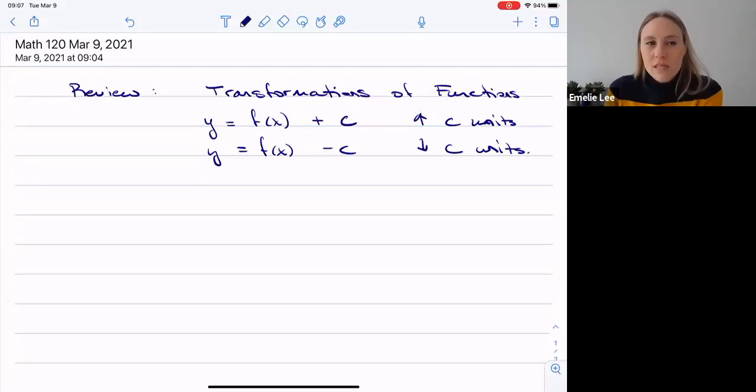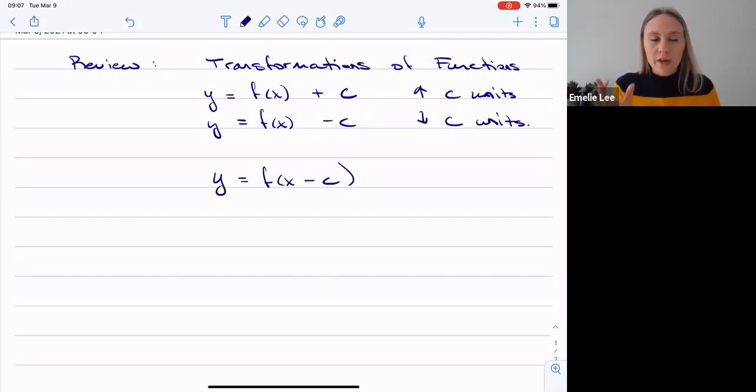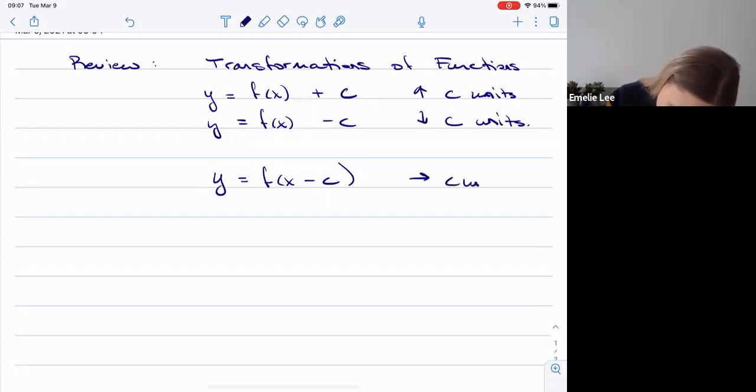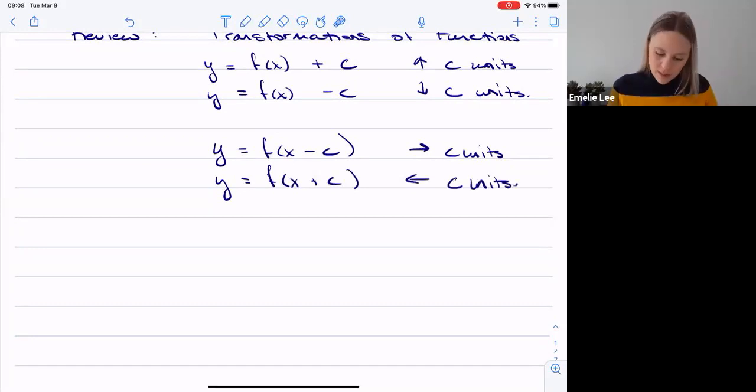And then what we said was, if the constant is being added or subtracted to the x, then it behaves slightly opposite of how I would expect. So if I have y equals f of x minus c, in my mind, if I go minus, I want to move to the left, but it actually shifts it to the right. So just make sure that you keep track of those. Then it moves to the right c units. And if I have y equals f of x plus c, it moves to the left c units. So if it's manipulating the x, and not just the f of x, then we're shifting horizontally.